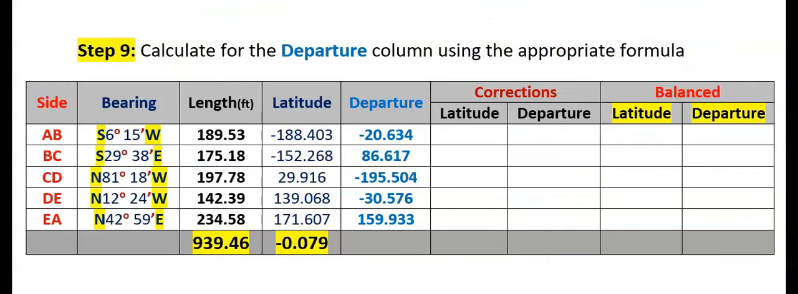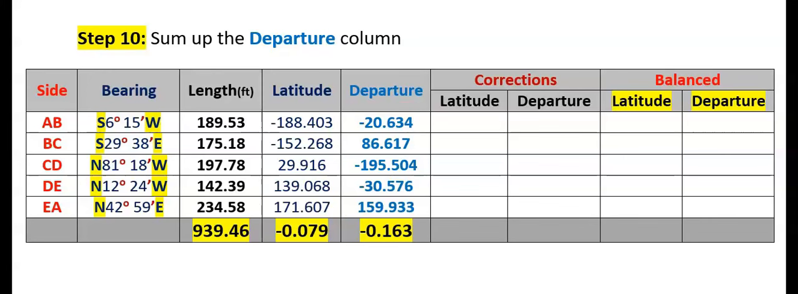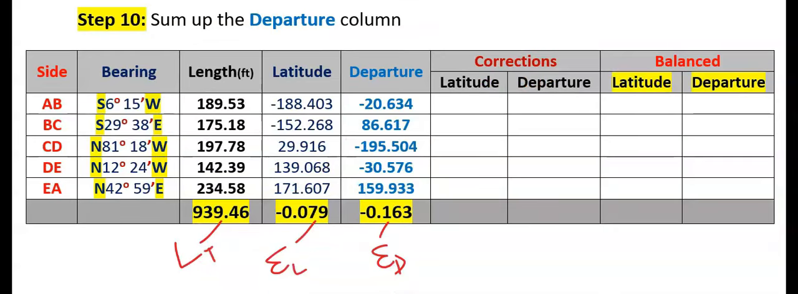If you do that correctly, you are going to get all the values for your departure. Next, sum up the departure column, and if you sum everything, you're going to get this, which is the error in the departure. This is the error in the latitude, and this is the total length of the sides. This will be very helpful when we are going to be calculating for the corrections.